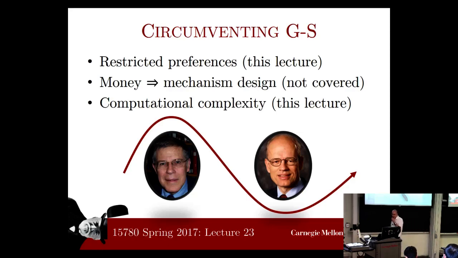So here are a few of the things people have talked about over the years in order to circumvent the Gibbard-Satterthwaite theorem. One idea is restricting the preferences. One condition that's implicit in the theorem is assuming that people can cast any ranking over the alternatives. And what we'll see on the next slides is that if you assume more structure on what the preferences look like, you can actually get some positive results. A second area is assuming that we have money.